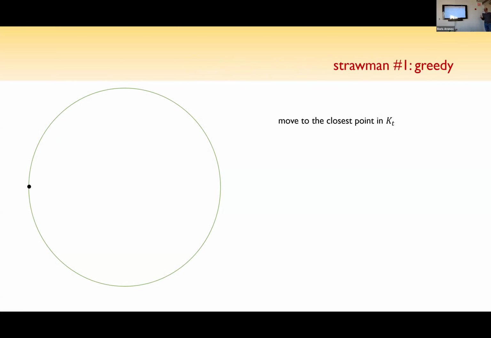So what's the greedy algorithm? The greedy algorithm just says that you're sitting at a point. You get a new convex body. If it contains your point, you don't have to do anything. If it doesn't contain your point, you just move to the closest point.